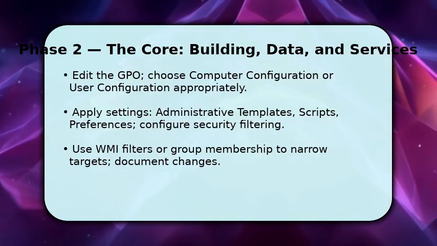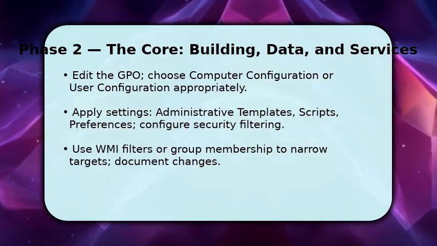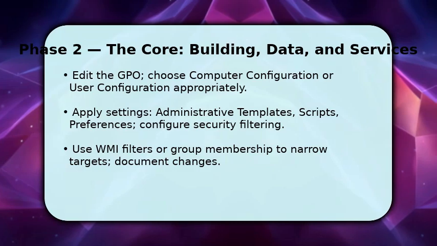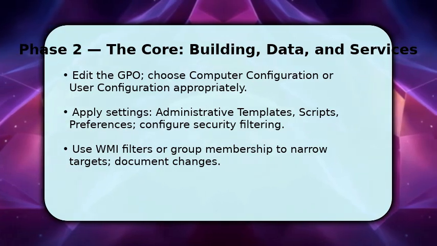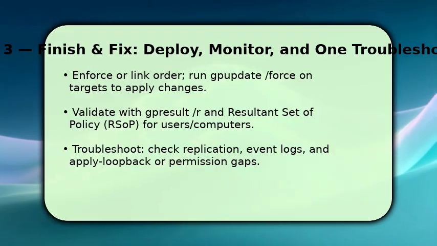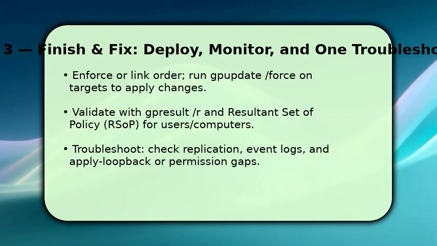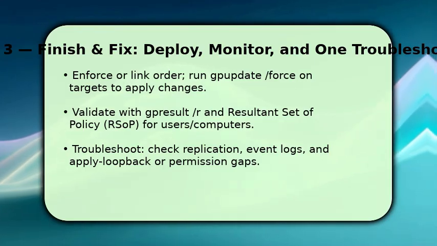Once configured, comment each change so future admins understand intent and rollback paths. Finally, enforce or adjust link order as needed, then push changes. On a test client, run gpupdate /force so policies apply immediately.